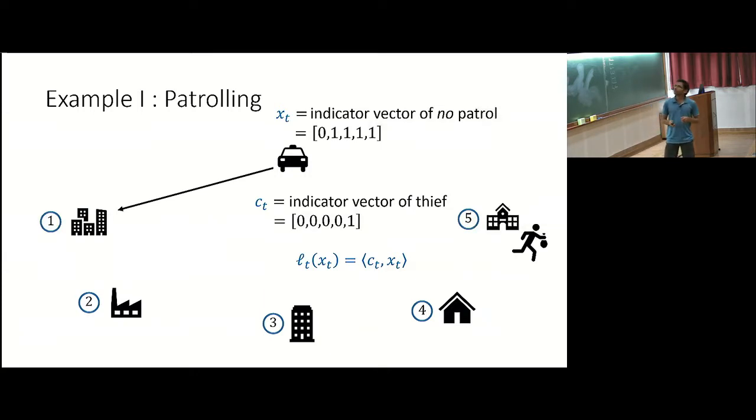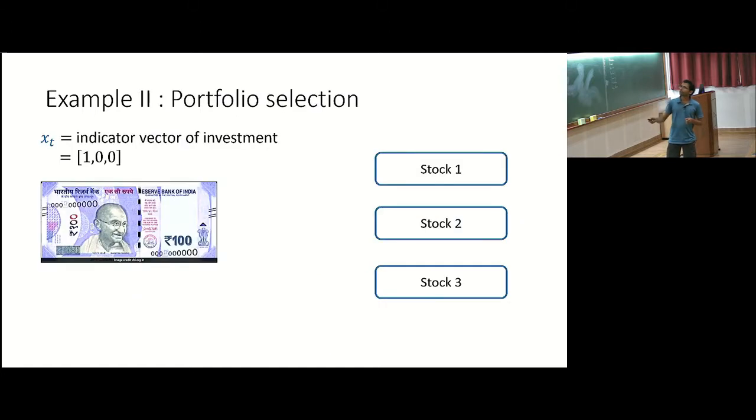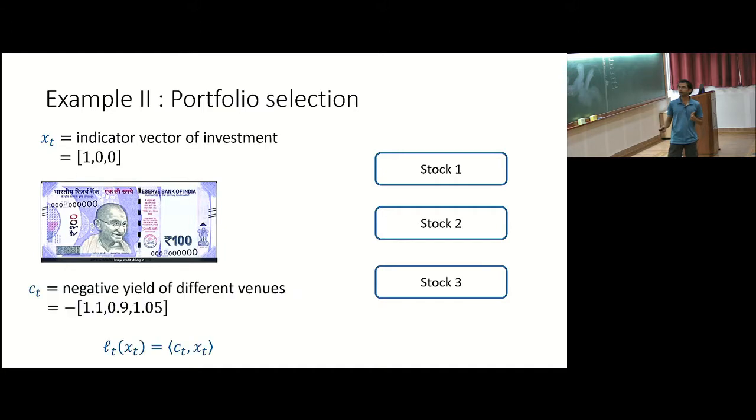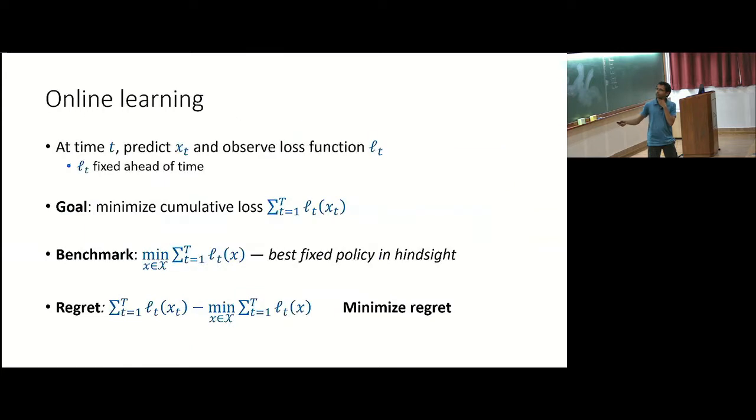And in the portfolio selection, the xt would be the indicator of where I'm going to invest, and the cost function would be the negative yield of different venues. And so the loss I'm incurring is just the inner product of the yield with the actions that I'm taking. Okay. And in both of these cases, I would like to minimize the cumulative loss, which is the summation t equal to 1 to T of lt of xt.